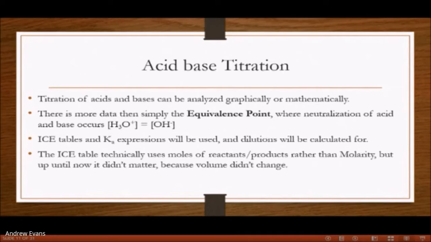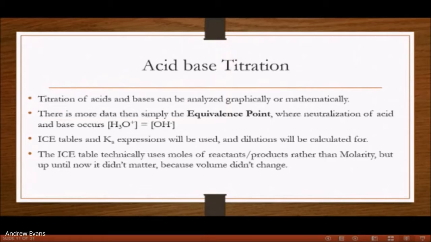Now, the ice table that we've done typically uses moles of reactants and products rather than molarity. However, up until now, it didn't really matter, and we didn't really care because the volume never changed. The volume never changed. Thus, the molarity never changed. So when we subtracted products from reactants, it's all out of the same initial volume, the same final volume. So we didn't have to turn molarity into moles or moles back into molarity.